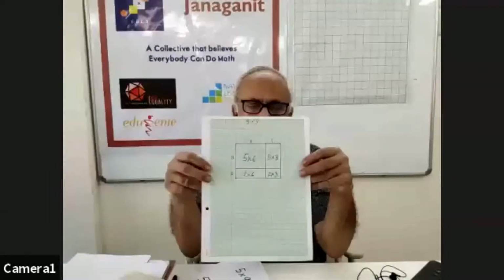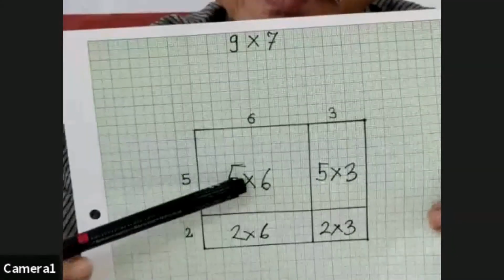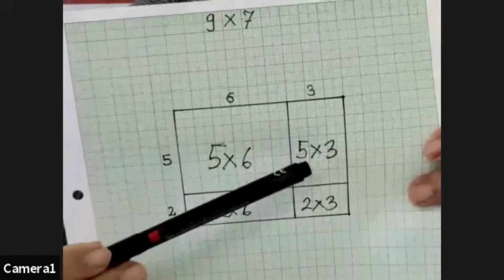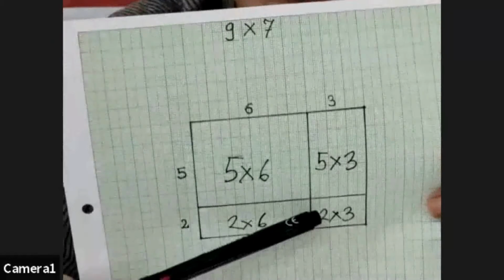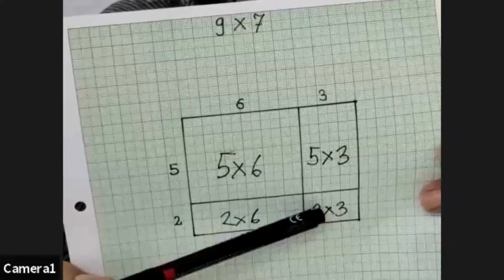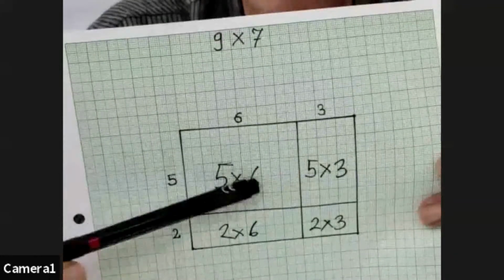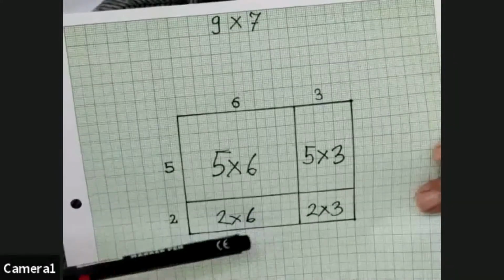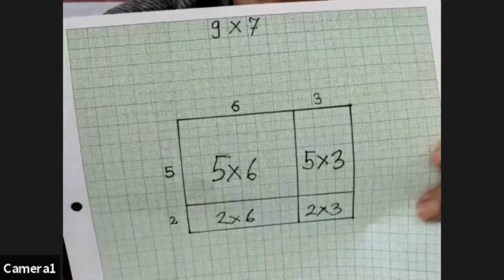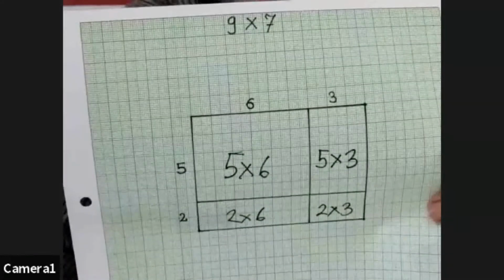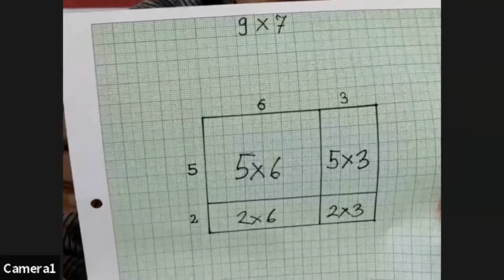So this is what you have written. This is 5 into 6 plus 5 into 3 plus 2 into 6 plus 2 into 3. So the big rectangle is the sum of 4 rectangles. And now what I have drawn here in the figure, I want to write as an equation using numbers.